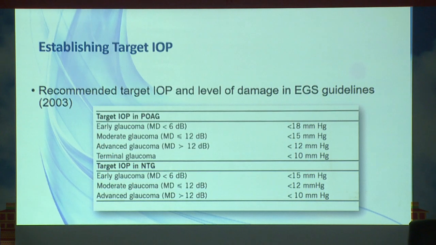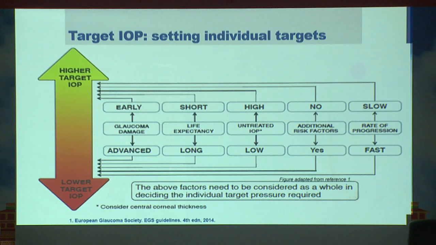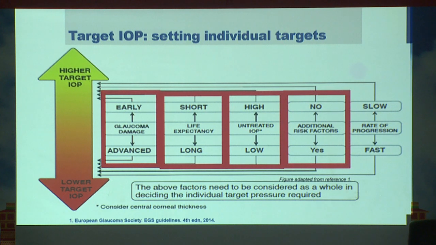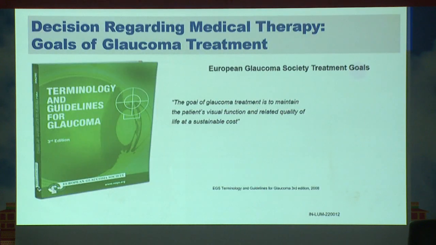So first and foremost thing is establishing a target intraocular pressure. Now if we see the European guidelines, in advanced glaucoma it should be less than 12 millimeters of mercury. If you can keep it in single digit, it is well and more important. But besides this, it is also important to consider other factors. If life expectancy is longer, we need to have a lower target intraocular pressure. If untreated IOP is low, we again need a lower target. We need to consider other additional risk factors for our patients, and then, as I said, rate of progression. Fast progressors should have a lower target intraocular pressure.